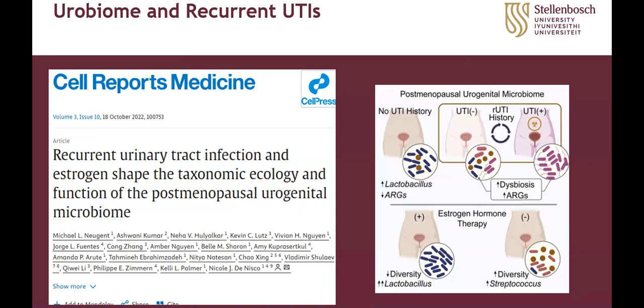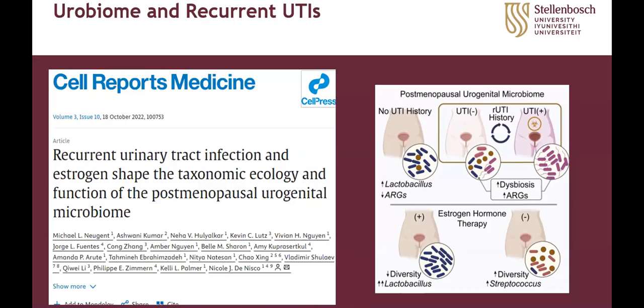They collected clean catch urine specimens from these patients and then did shotgun whole genome metagenomic sequencing. What they found was that in women with a history of recurrent UTIs, even when they were asymptomatic, the urinary microbiome was enriched with pathogenic species and had fewer beneficial bacteria compared to patients who did not have a history of UTIs previously.